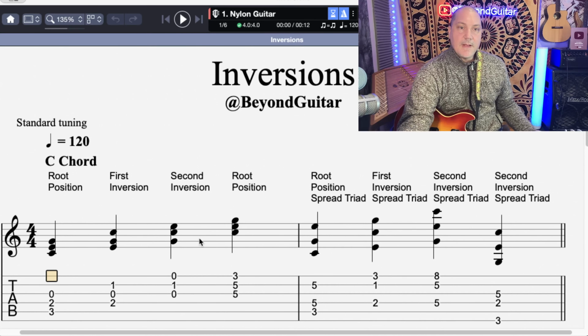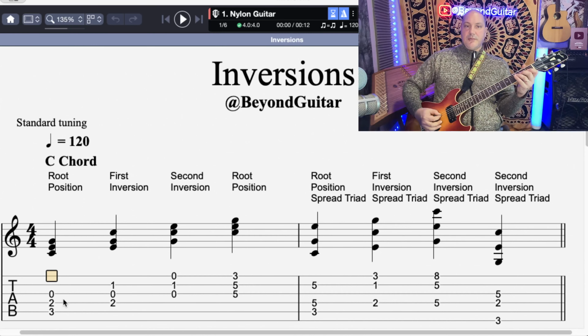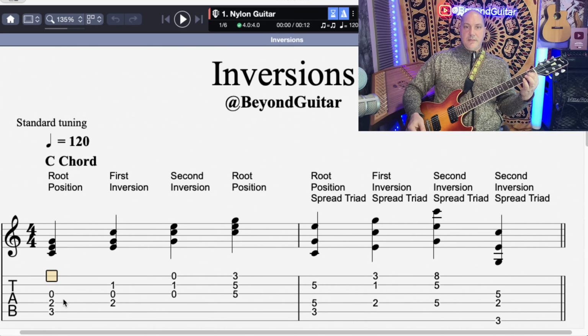Okay, let's play all of those in a row. C chord, root position. First inversion. Second inversion. And then root position, it's an octave higher than the previous root position chord.